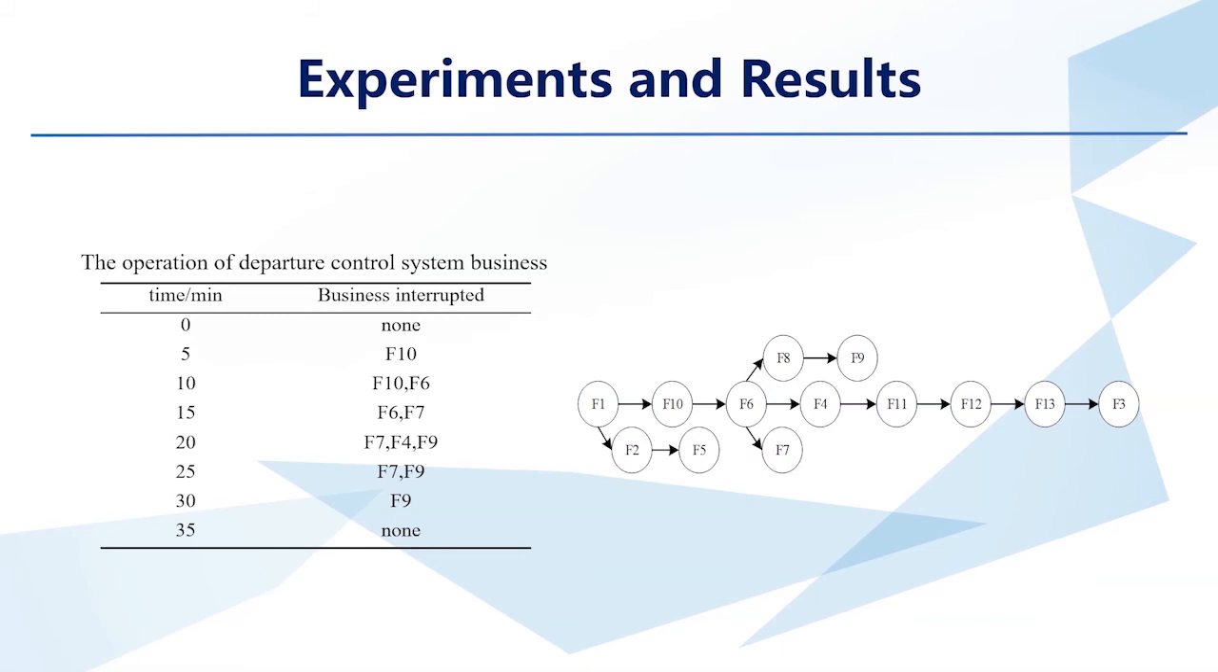In the real case of business function interruption of the departure control system of a civil aviation airport, F6's interruption is caused by F10's interruption. F7's interruption is caused by F6's interruption. And subsequently F4 and F9 businesses are interrupted one after another. Compared with the preference chain, the interruption of F10 affects F6, F4, and other businesses in the main chain and causes interruption, while the interruption of F6 affects F7, F8, and other businesses in the branch chain and causes interruption.